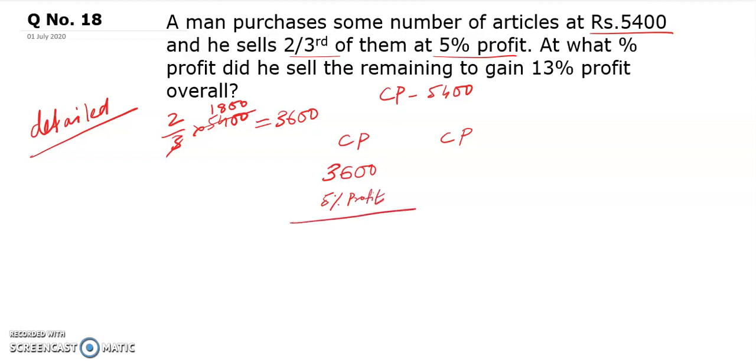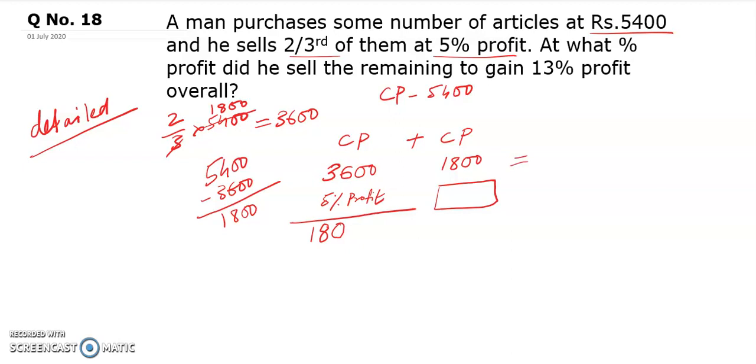And 5% will be how much? 5 upon 100 into 3600. 0 will cancel out. So 5 into 36 is 180. Now our second CP, this second part, will be how much? Our remaining part is 5400 minus 3600. This is 1800. For our second part, second CP, we need to find the profit percentage.